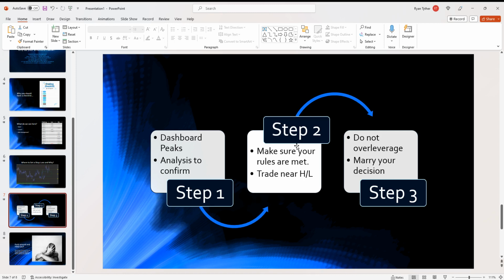Now that you have identified the peaks, now you follow behind that with your analysis, and that analysis is based on your rules, which you would follow behind to make sure that all of your rules are met. And once you have identified that your rules have been met, and you trade near the high and the low, and the high and the low is what I just showed you, and I was showing you where the stop loss would go, or where I put my stop loss. And that was if the one that I showed you was a low and the other one was a high, that's just where I would put it.